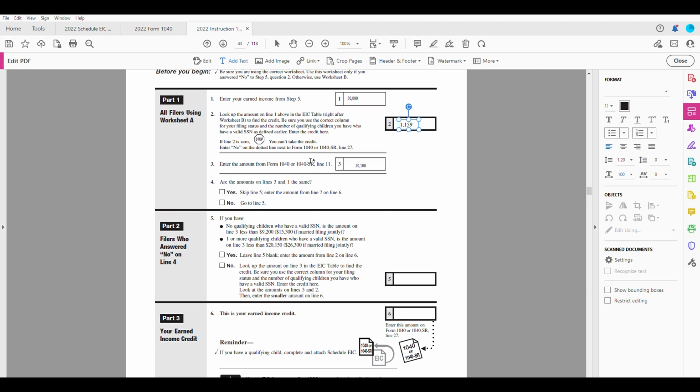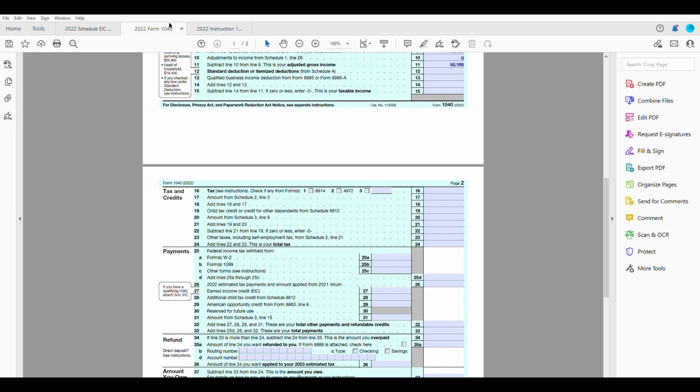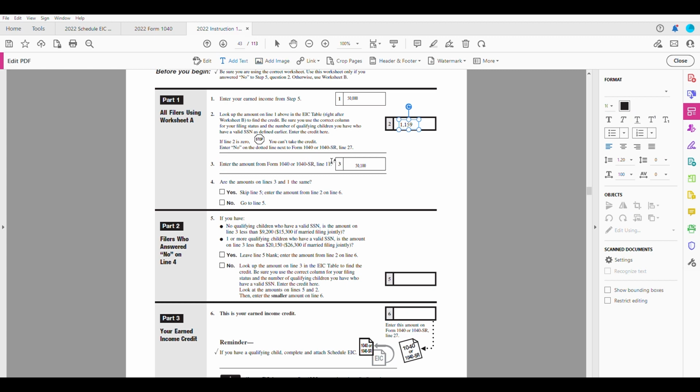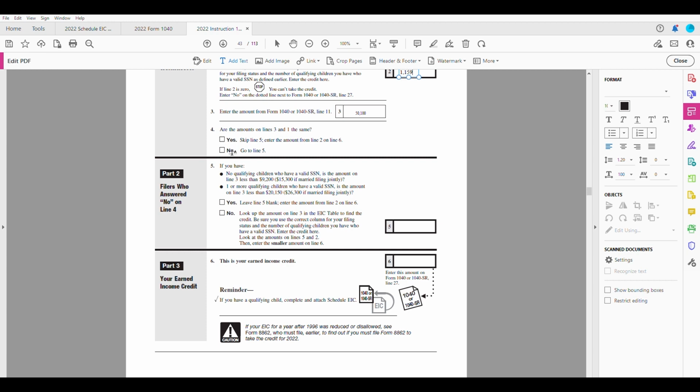3, we next have to enter the amount from line 11 of our 1040. So let's go back to the 1040. Line 11 is 50,100, which is our W-2 and our interest income. Let's go back to the instructions. 50,100. Are the amounts on line 3 and 1 the same? No, they're not the same, right? We have a slight difference because of that interest income.